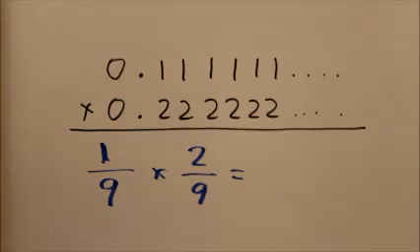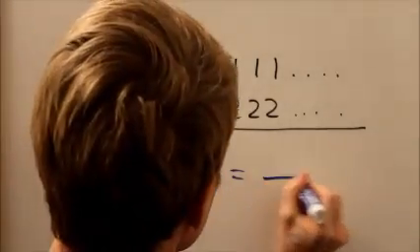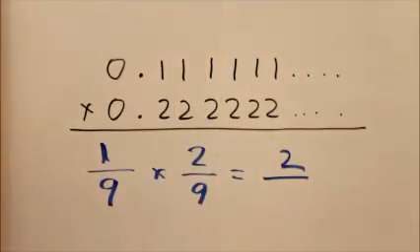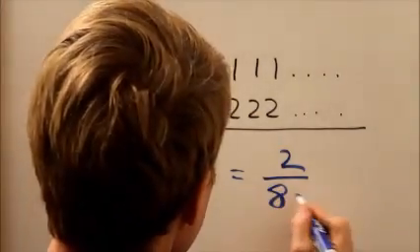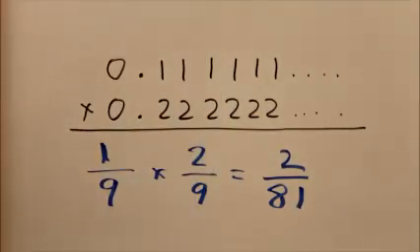Now we get a hint in the question. When we want to multiply two fractions like that, we multiply their numerators to get the new numerator, in this case 2, and we multiply their denominators to get the new denominator, in this case 81.